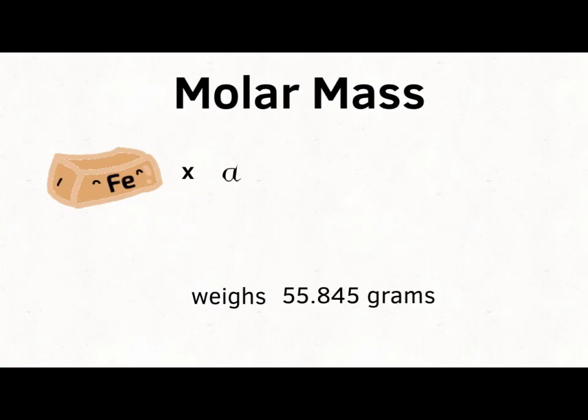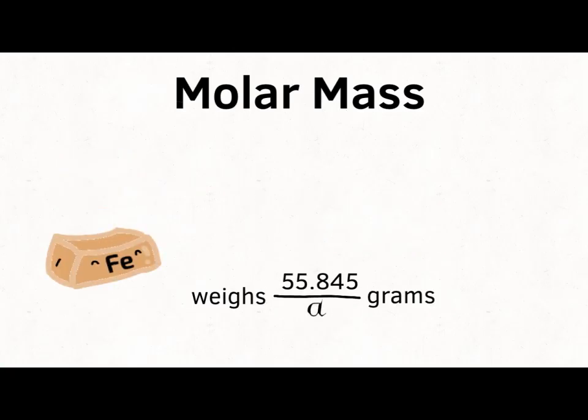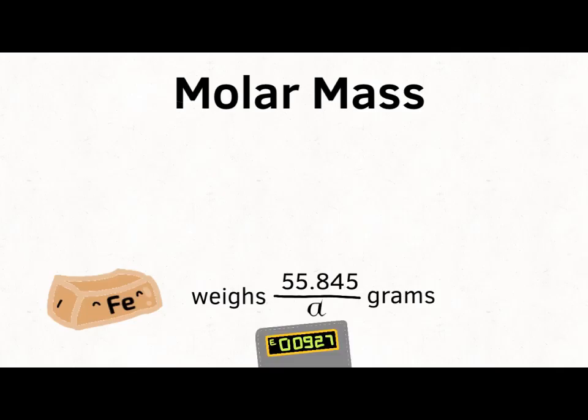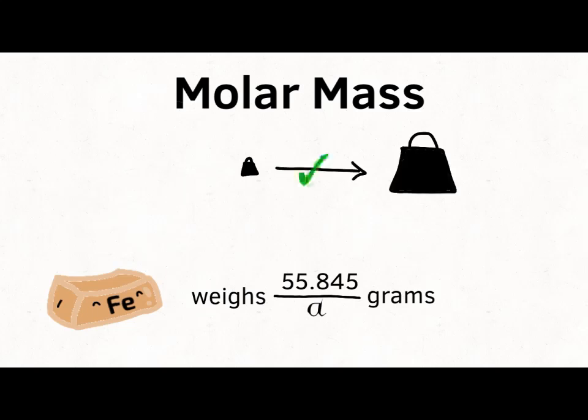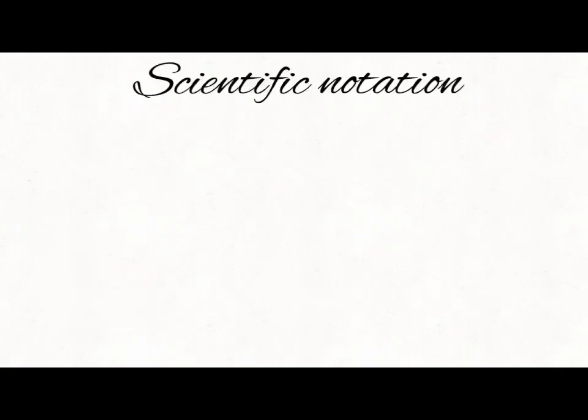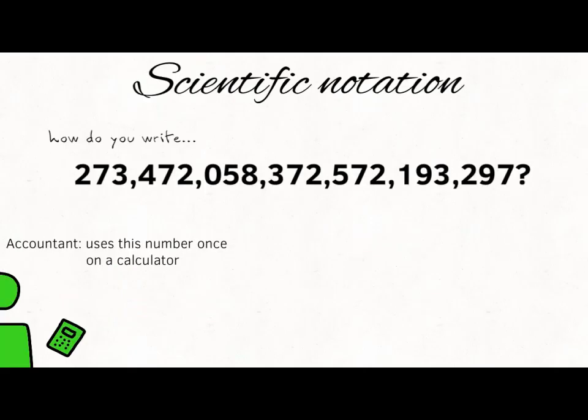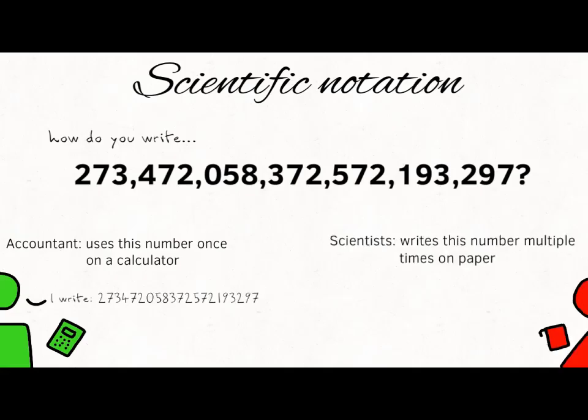So that means that one iron atom weighs 0.0000927 grams. You see, this weight is very, very small. That's why we normally use Avogadro's number to convert atoms to moles and not the other way around. When there is a large number like Avogadro's number and we have to write it down, you can use scientific notation. You write it using a decimal below 10 times a power of 10.